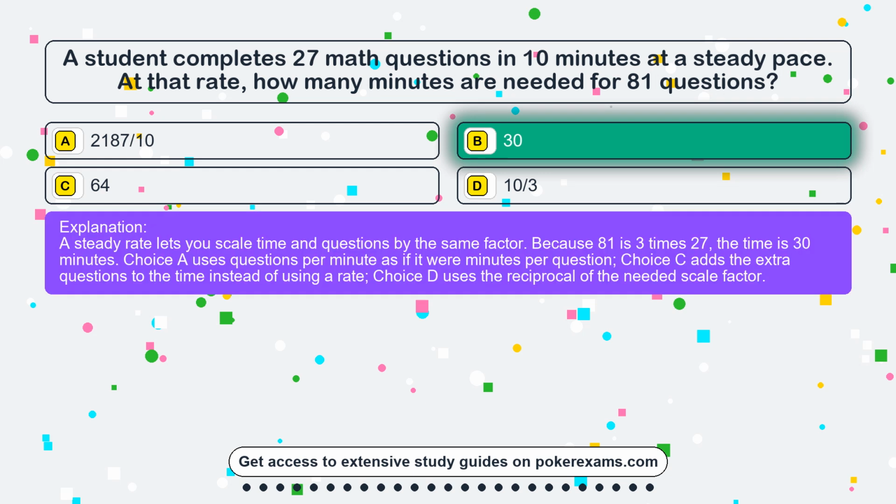A steady rate lets you scale time and questions by the same factor. Because 81 is 3 times 27, the time is 30 minutes. Choice A uses questions per minute as if it were minutes per question, choice C adds the extra questions to the time instead of using a rate, choice D uses the reciprocal of the needed scale factor.